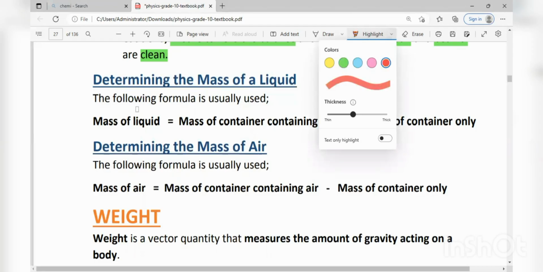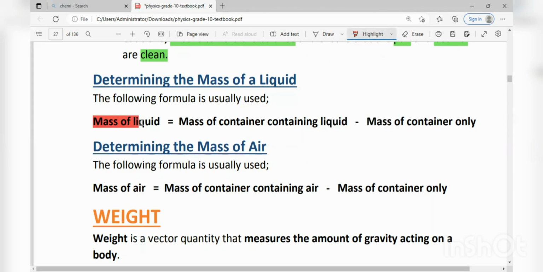Mass of a liquid. Okay. So the mass of a liquid is equal to the mass of a container containing the liquid. You need to know the mass of the container. Then you subtract the mass of the container only from the measurements you found.